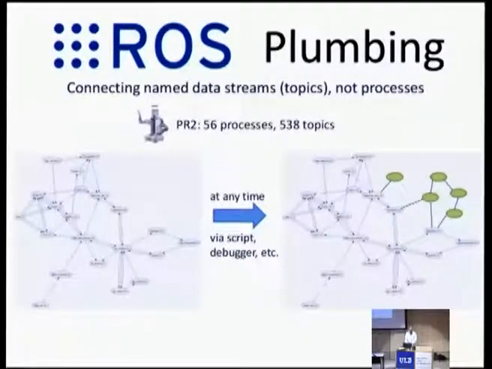So the PR2 robot, when it starts up, it forks off 56 ROS processes, which then in turn spawn off 538 topics, and there's a ton of peer-to-peer connections that happen. This picture was actually the fetch a stapler, our canonical challenge problem. There's the ROS data flow diagram. And the main thing here is that it's a dynamic structure, it's not a static graph.